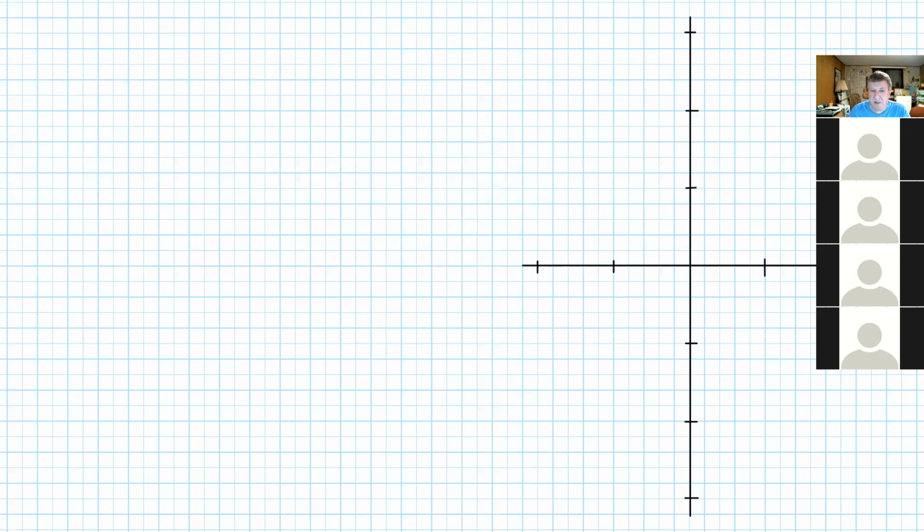Can everybody see it's a graph screen and it's got a grid over on the right side? Yes, you can see it. Okay, I just want to make sure I did everything correctly. Let's see, what did I say? Was it x minus y is greater than 4?